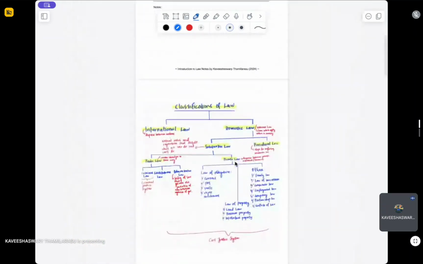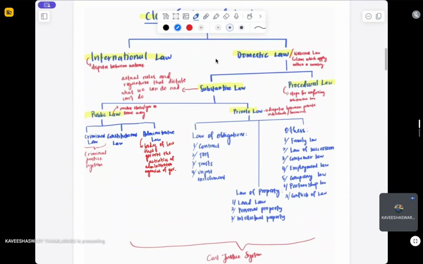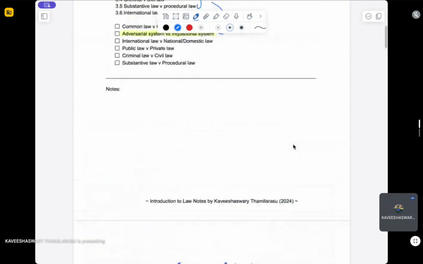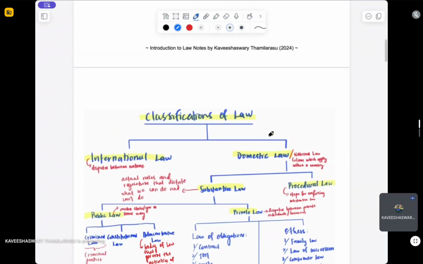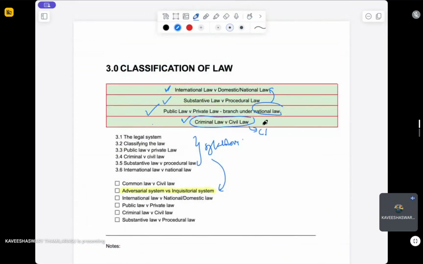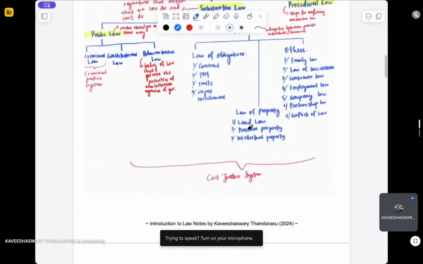This is a summary that I created about this chapter, but this is not the complete summary. This is just a draft, or even the backbone of this chapter, but it can be developed further because, as you can see, here we do have international law, domestic law, substantive law, procedural law, public law, private law, but I did not cover criminal and civil. But that is usually under the civil justice system. This is civil, this is criminal.